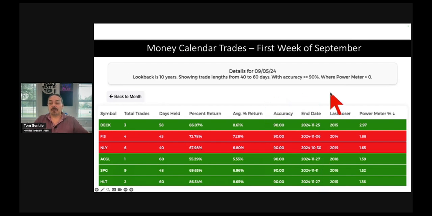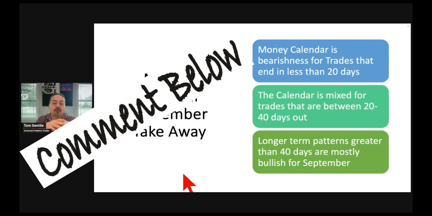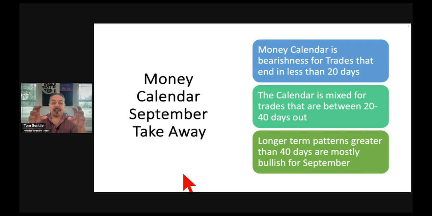So I thought I would share with you at the end of this seasonality piece, not only what the calendar looks like short, medium, long term, but also what was going on when you pick a spot on the longer term calendar in the first week of September. So again, our takeaways here is that the money calendar is bearish on the short term trades, 20 days or less. It's kind of mixed results on the 20 to 40 days out. And when you go 40 to 60 days, that's where you find the majority of the long-term opportunities.